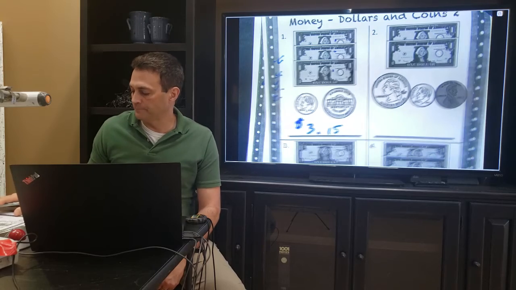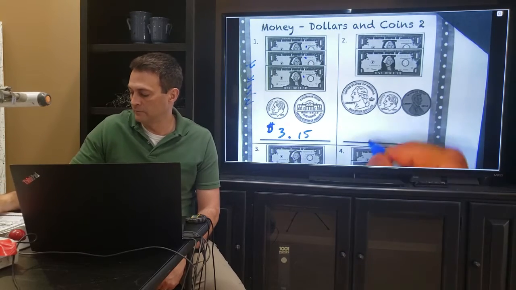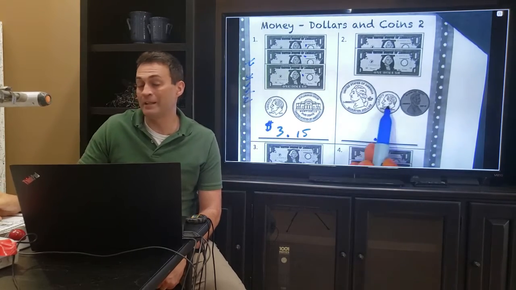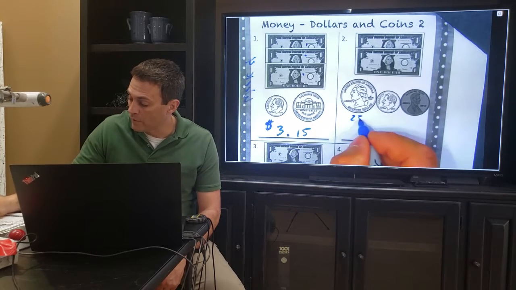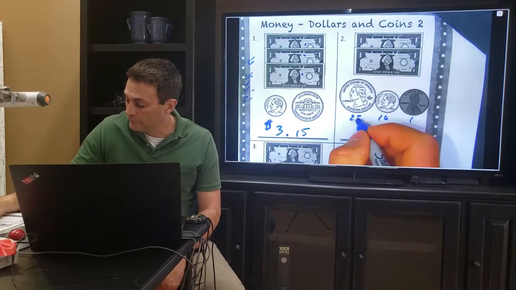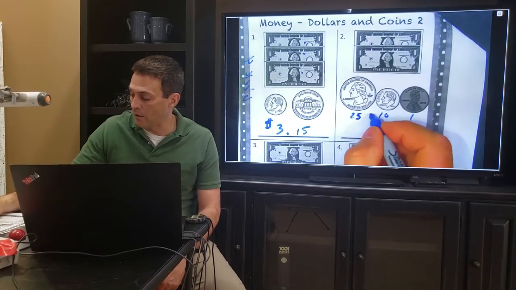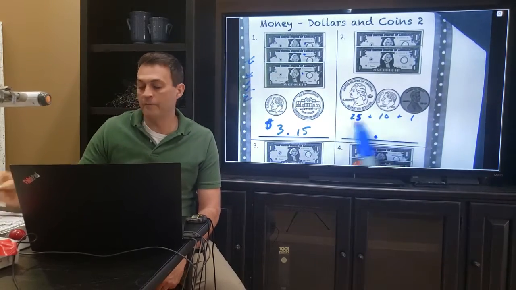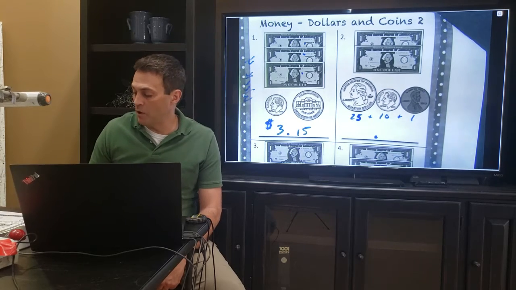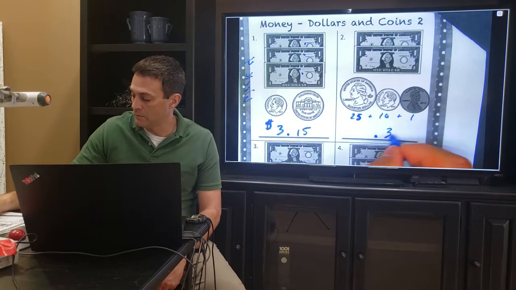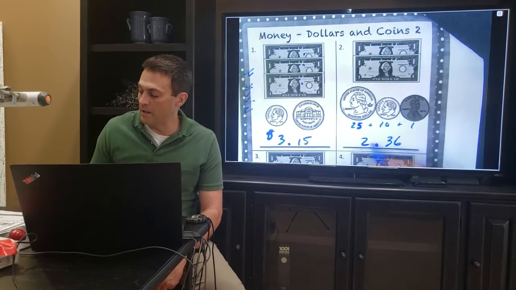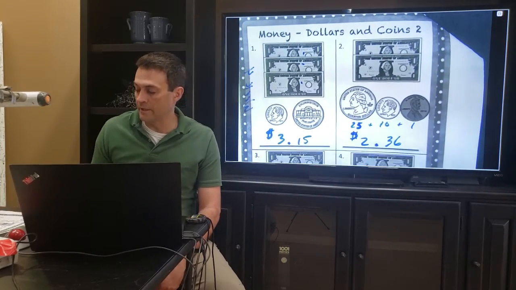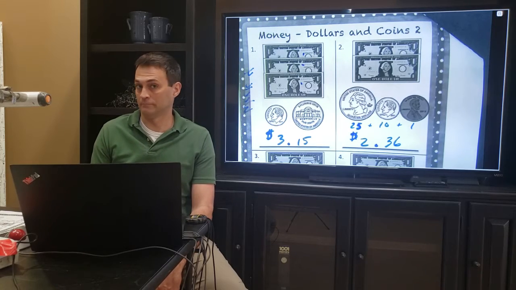Okay. Our cent sign. 25 plus 10 is 35, right? So 25 and 10 and 1. We got to add all that together. 25 plus 10 is 35. Plus 1 is 36. And then $2. $2.36. That's like a year's salary for me.